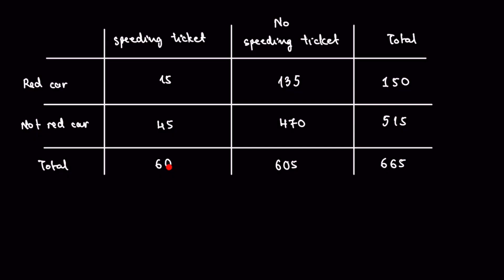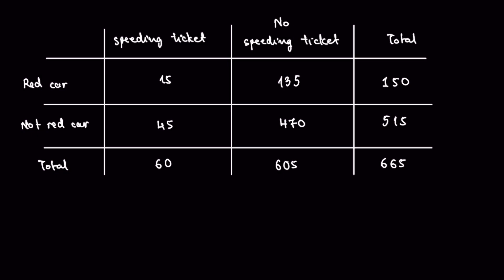At the end of this column, you have the total number of speeding tickets. In this column, you have the total number of no speeding tickets. For this row, the entry 150 is the total number of red cars. And this entry is the total number of not red cars. And this number 665 is the total number of people who did the survey.